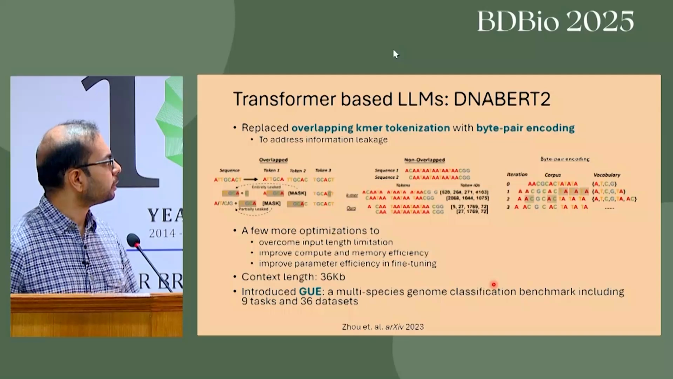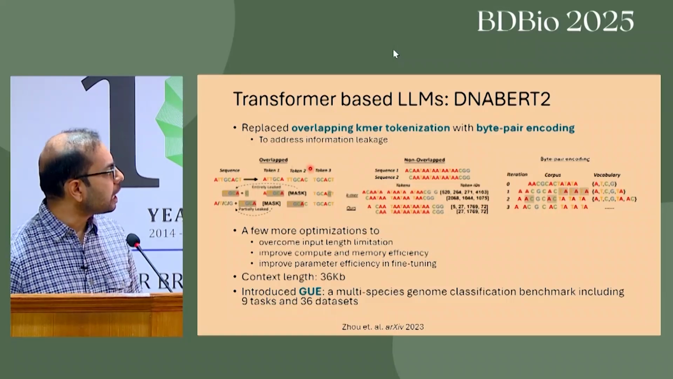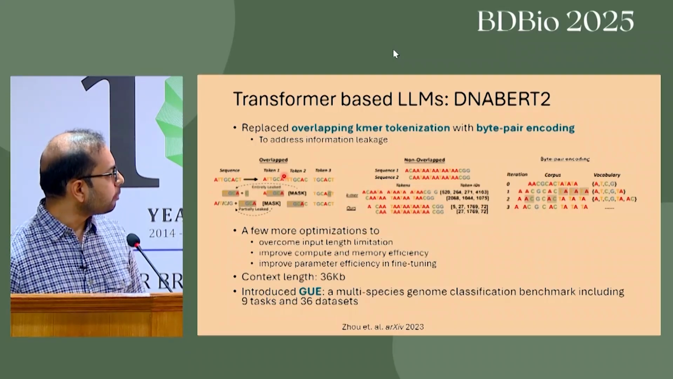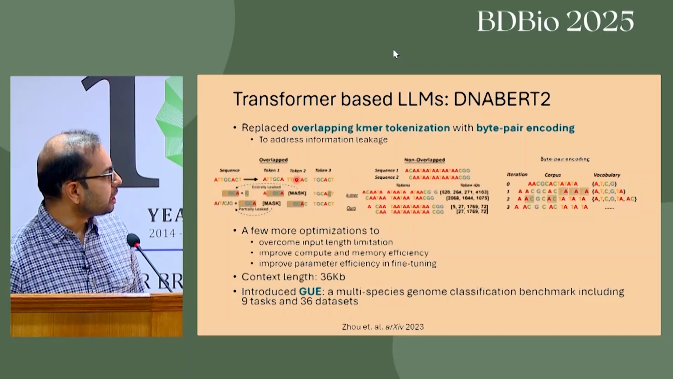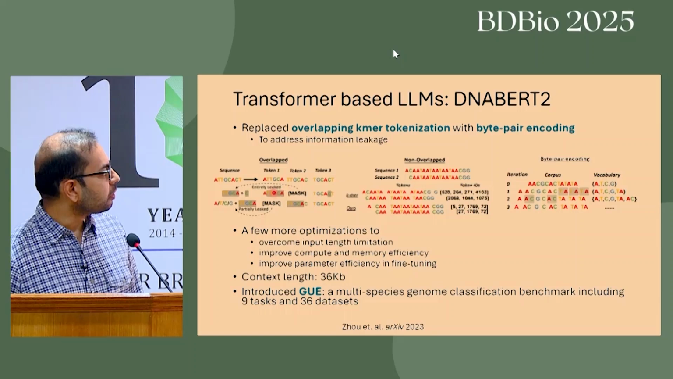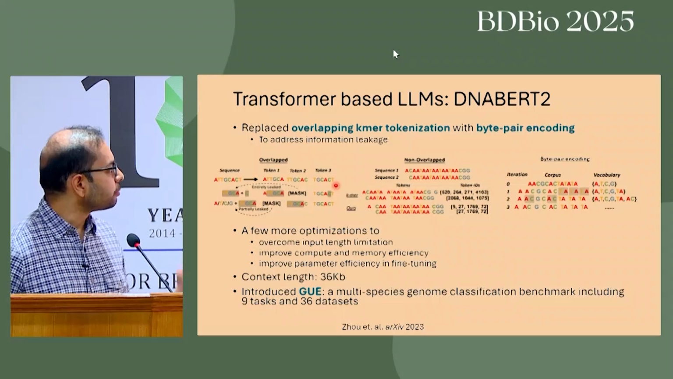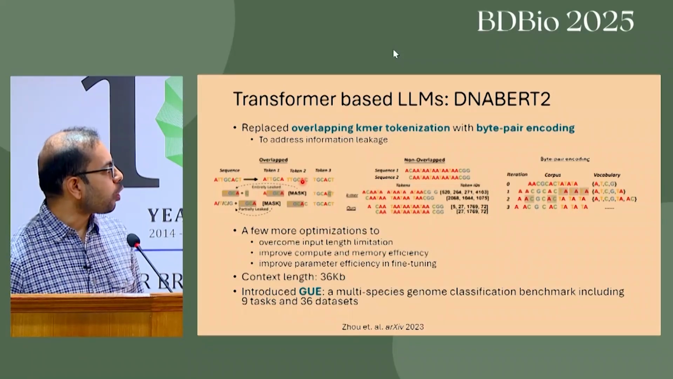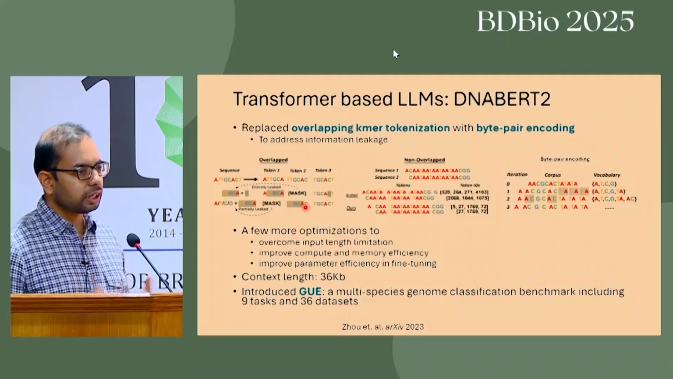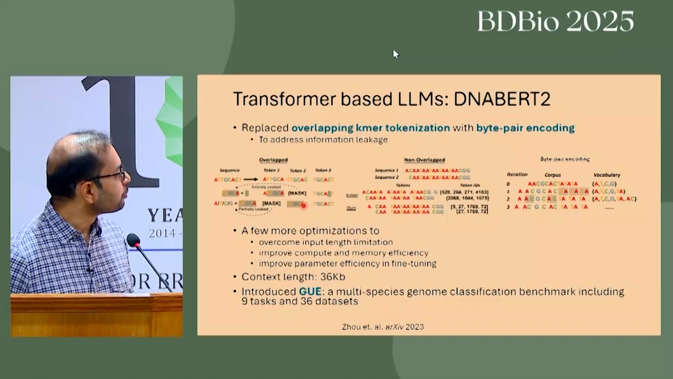Then came DNA BERT 2. What they did was, they realized that there are problems with the 2 tokenization schemes, overlapped or non-overlapped. If you use overlapped, the problem is that if I have these 3 tokens and I mask the middle one, I can actually recreate this middle one using these 2 tokens because they are overlapping with each other. So there is something called an information leakage there. Because it's so obvious, a large language model will easily learn that, and that would not be true learning, right?